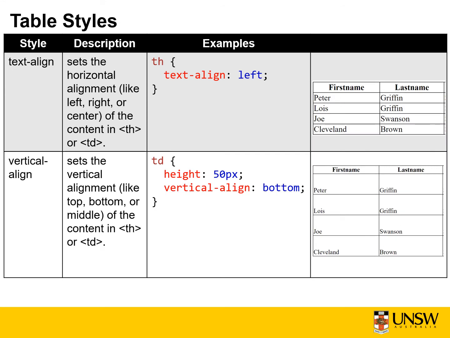The text align property is used to set left, right, or center alignment of the cell's value. As I explained before, text align can also be used for setting the text alignment of the other tags such as p and div tags. The vertical align property sets the vertical alignment of the table values. I mean top, bottom, or middle.